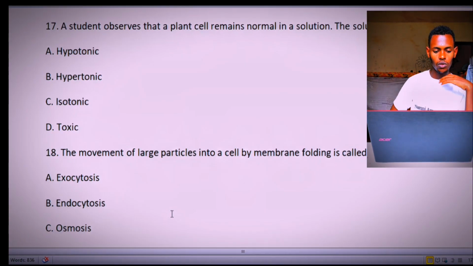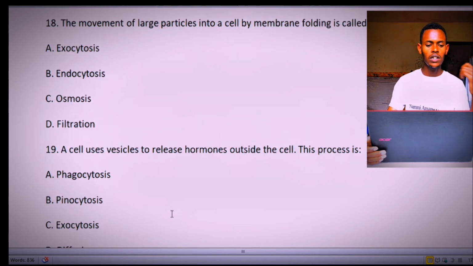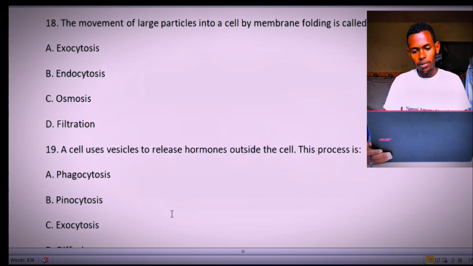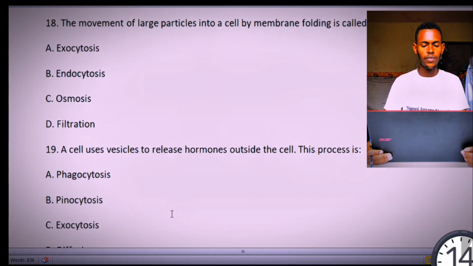Okay, let's go into the 18th question. The movement of large particles into a cell by membrane folding is called A. Exocytosis, B. Endocytosis, C. Osmosis, D. Filtration. It is your turn.